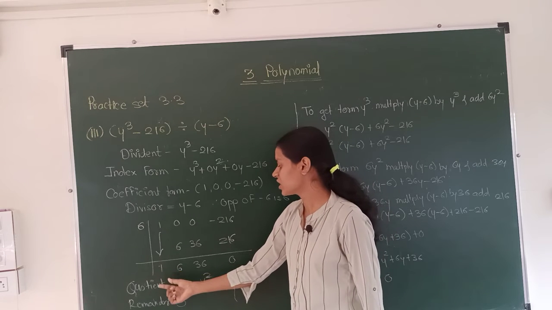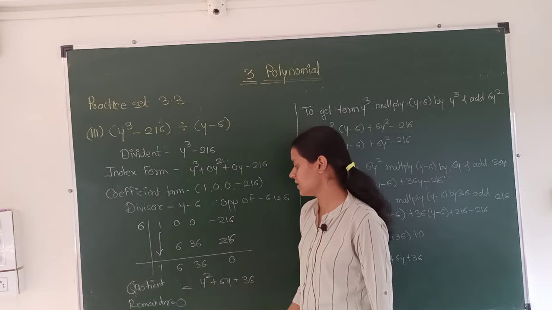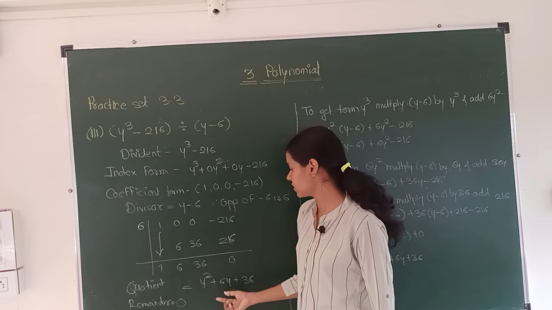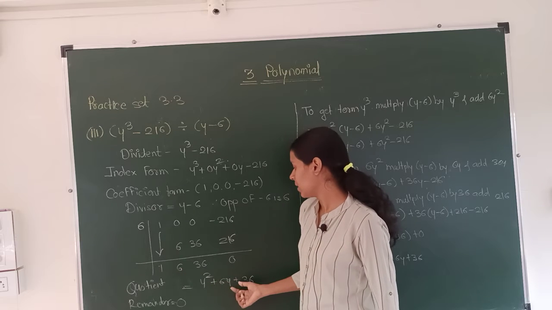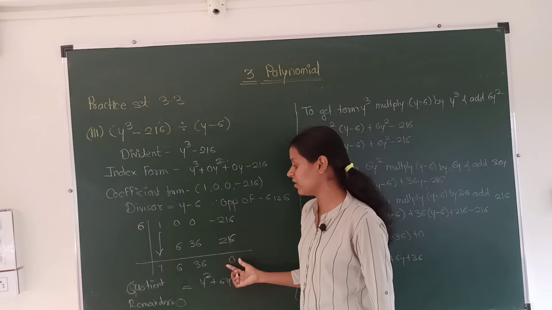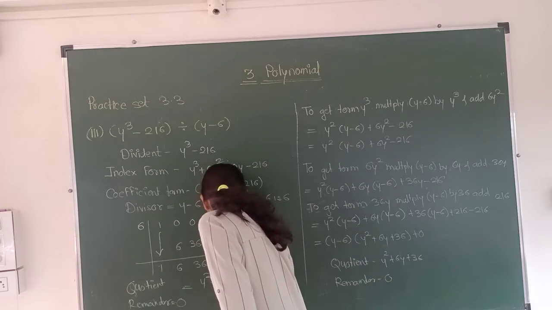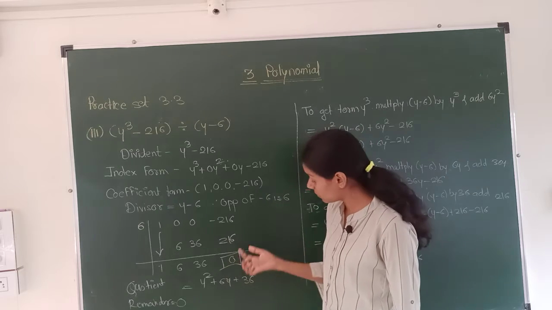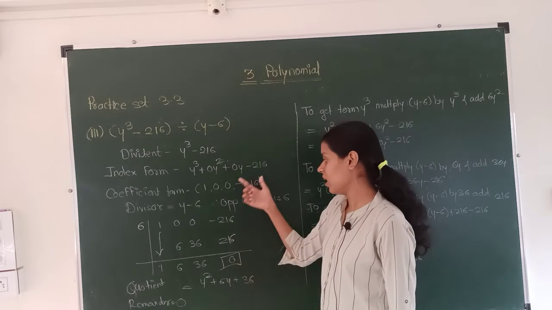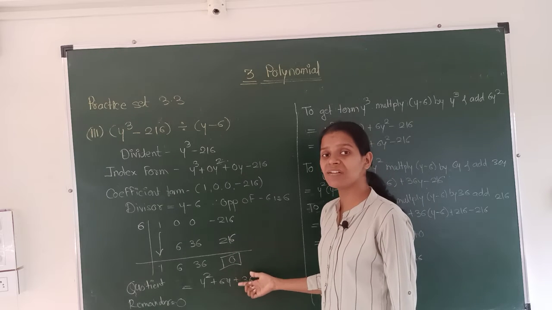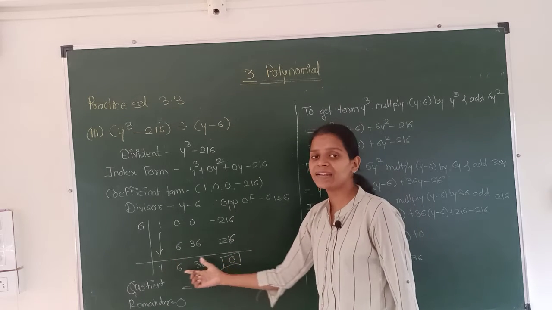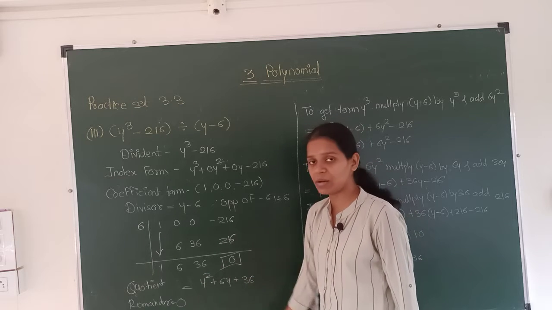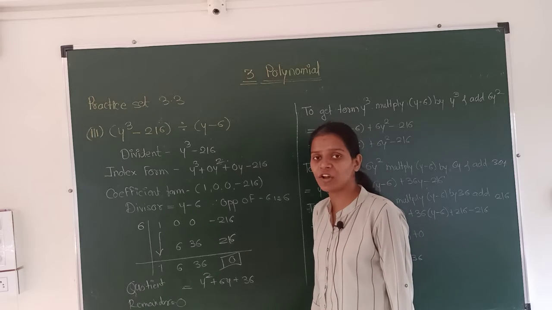So we get the coefficient form for the quotient as 1, 6, 36. Now we can write it: here 1, so we will write y^2 + 6y + 36 is the quotient, whereas the remainder is 0. The last number which we get in the example is always the remainder, and the terms before that are the quotient. So quotient is y^2 + 6y + 36, whereas remainder is 0. This is the synthetic method of division.